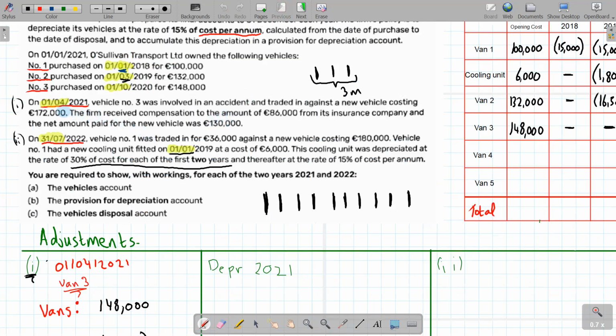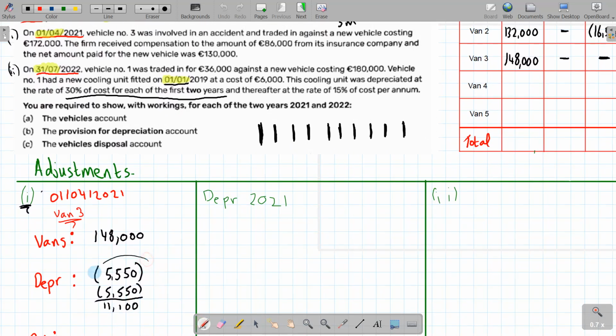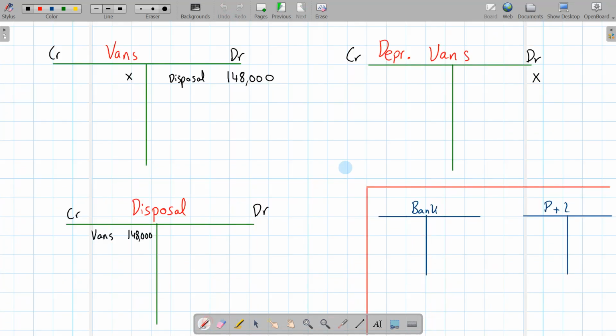Now, as I said, it was disposed on the 4th, so our depreciation is going to be 11,100. We're reducing the balance, or getting rid of depreciation. So what that does is we have to take it away from the side that would be adding to it, which is the credit side. So this goes to disposal, coming from the depreciation account, 11,100.